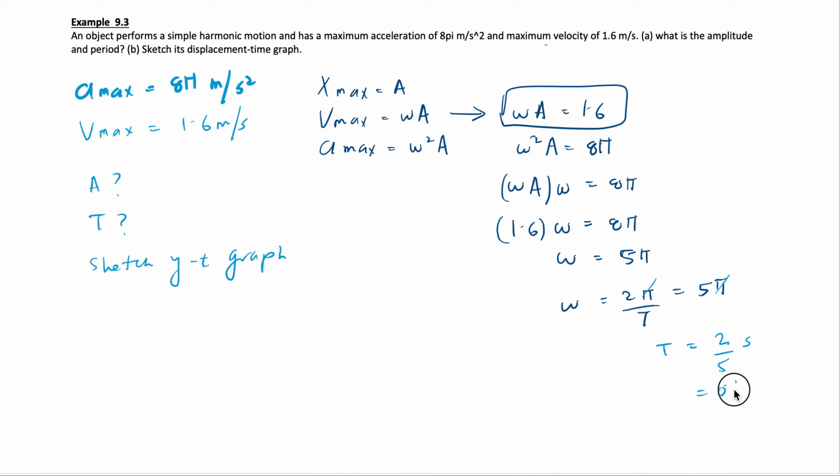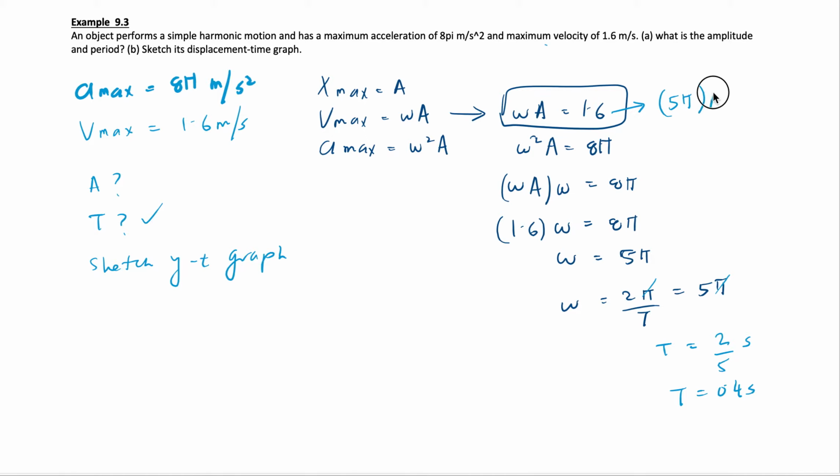or 0.4 seconds. Okay, and then I want to solve for my amplitude. I already solved the period. I want to solve for the amplitude. Since I already know what my omega is, okay, so previously we know that omega A is equal to 1.6. So from this, omega is 5 pi.